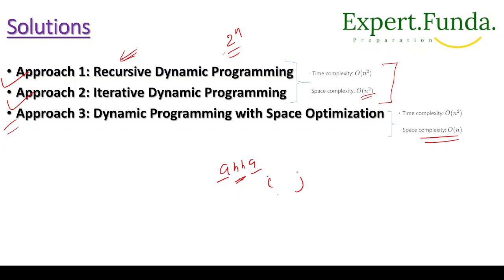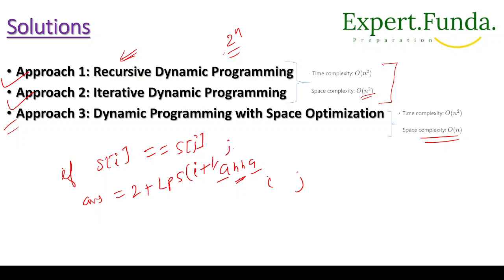Where i is the index of the first character and j is the index of the last character of the string s being considered. The recursive relation can be written as: if s at i is equal to s at j, then our answer is 2 plus the longest palindrome subsequence of i plus 1, j minus 1.